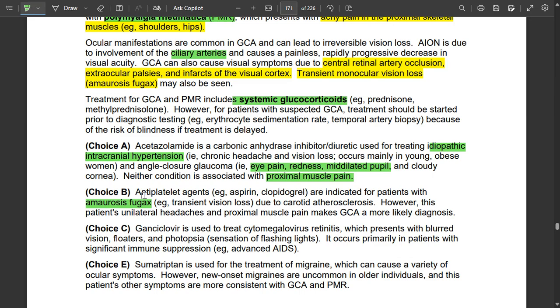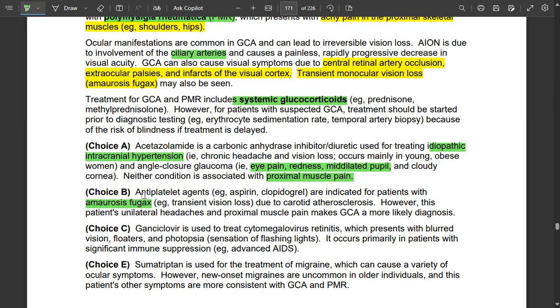Therefore, this patient's unilateral headaches and proximal muscle pain make this a more likely diagnosis. Ganciclovir is used to treat cytomegalovirus retinitis, which presents with blurred vision, floaters, and photopsia, or flashing lights. It occurs primarily in patients with significant immune suppression.